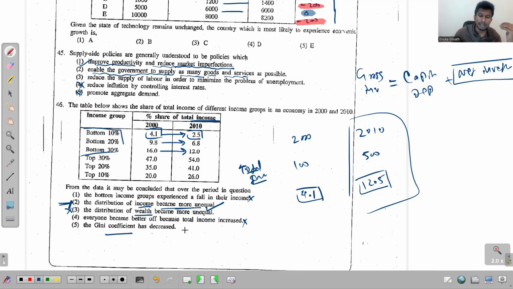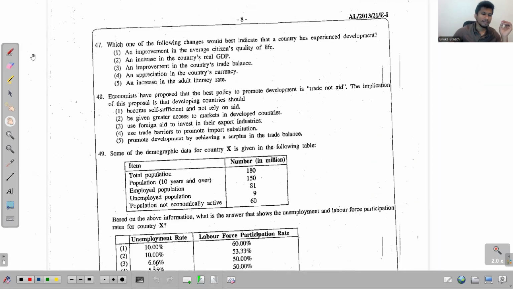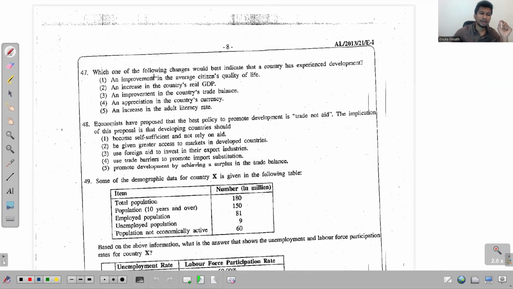If inequality increases, even the Gini coefficient increases. Right. So 47. Which one of the following changes would best indicate that a country has experienced development? So what is development? How do we define development? That is a movement from an unfavorable condition to a favorable condition that we recognize as development.